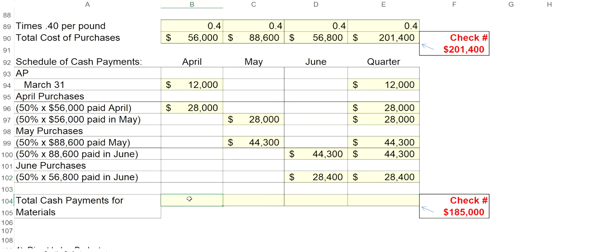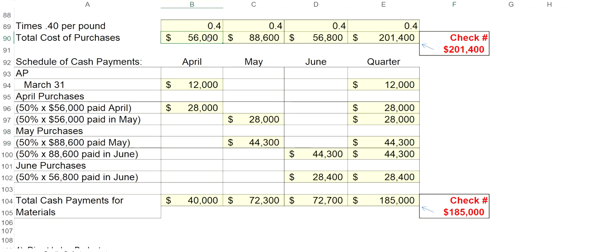Okay, now I will add my columns. 12 plus 28, 28, 44, 3. And if I add vertically or horizontally, it's a good way to check yourself, by the way. I do get the check answer as well of 185.